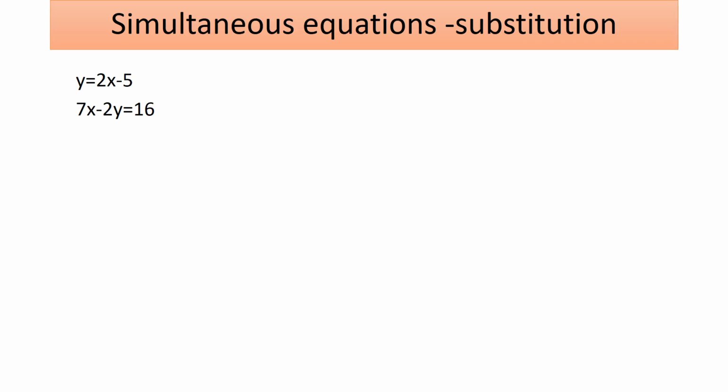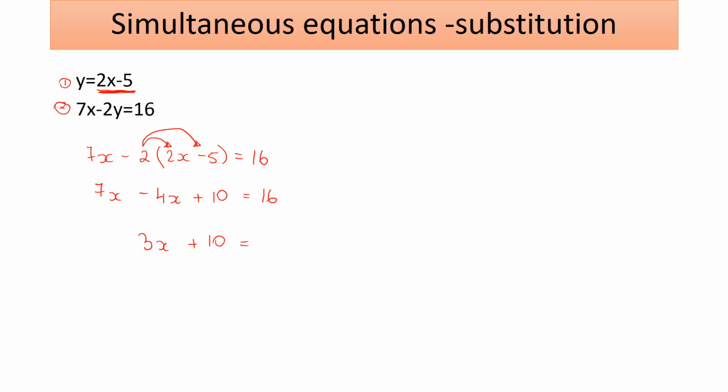In the next question, again, y is the subject. So I can substitute this expression into the second equation. So that's going to be 7x take away 2, bracket, 2x take away 5 equals 16. That's 7x take away, we need to expand the bracket, so that's negative 2 times 2x, that's negative 4x, negative 2 times negative 5, that is positive 10. We collect like terms, so 7x take away 4x is 3x, add 10 equals 16.